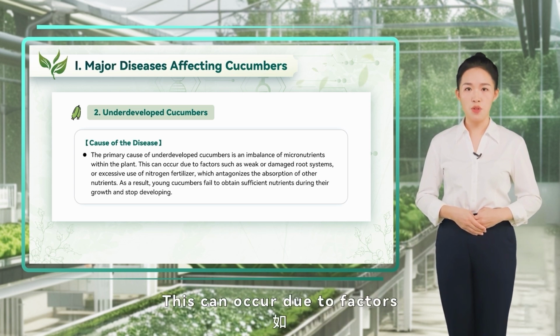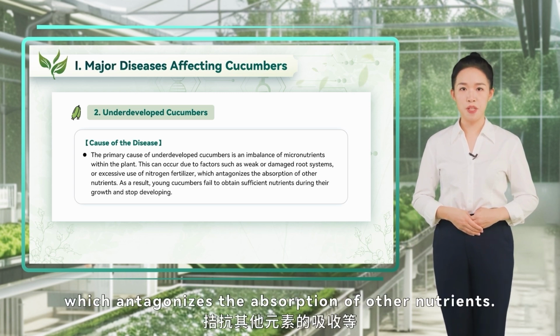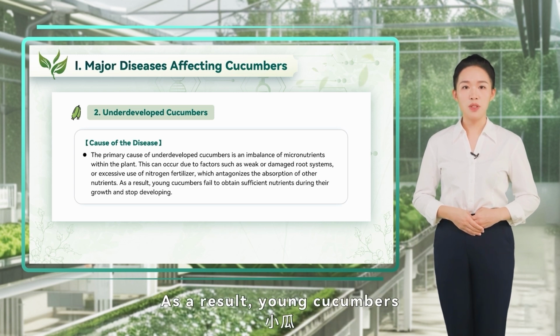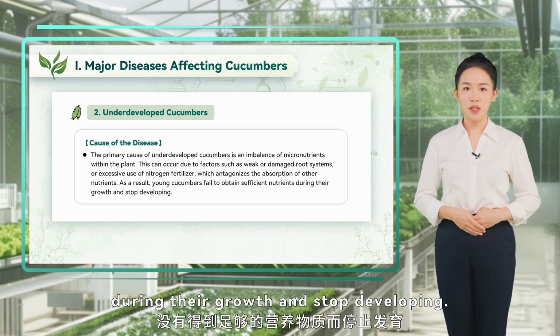This can occur due to factors such as weak or damaged root systems or excessive use of nitrogen fertilizer, which antagonizes the absorption of other nutrients. As a result, young cucumbers fail to obtain sufficient nutrients during their growth and stop developing.